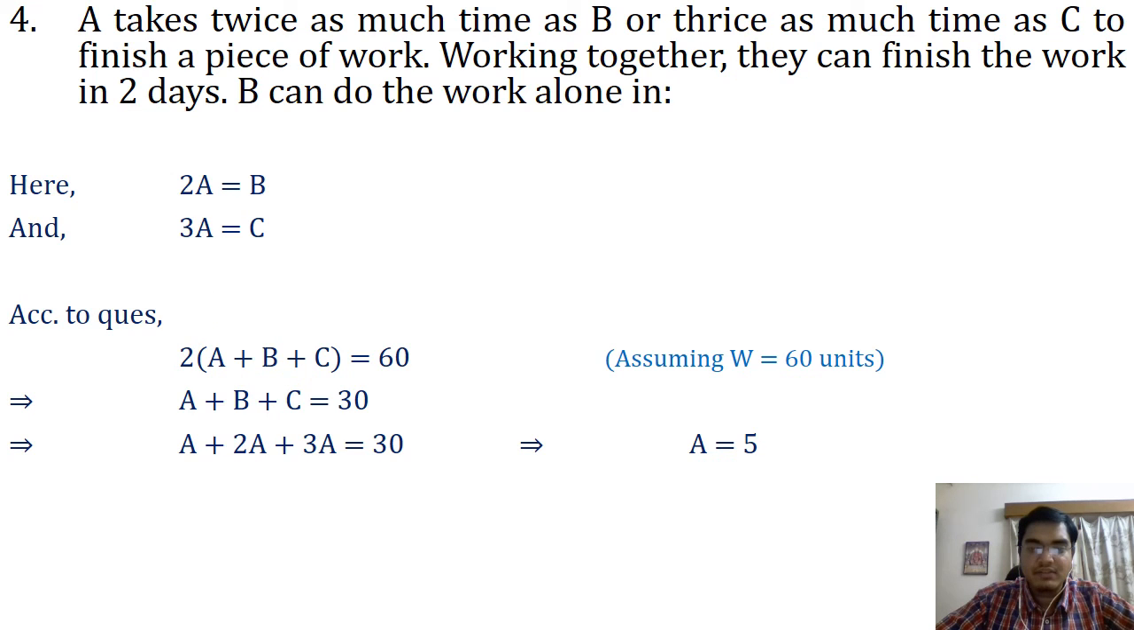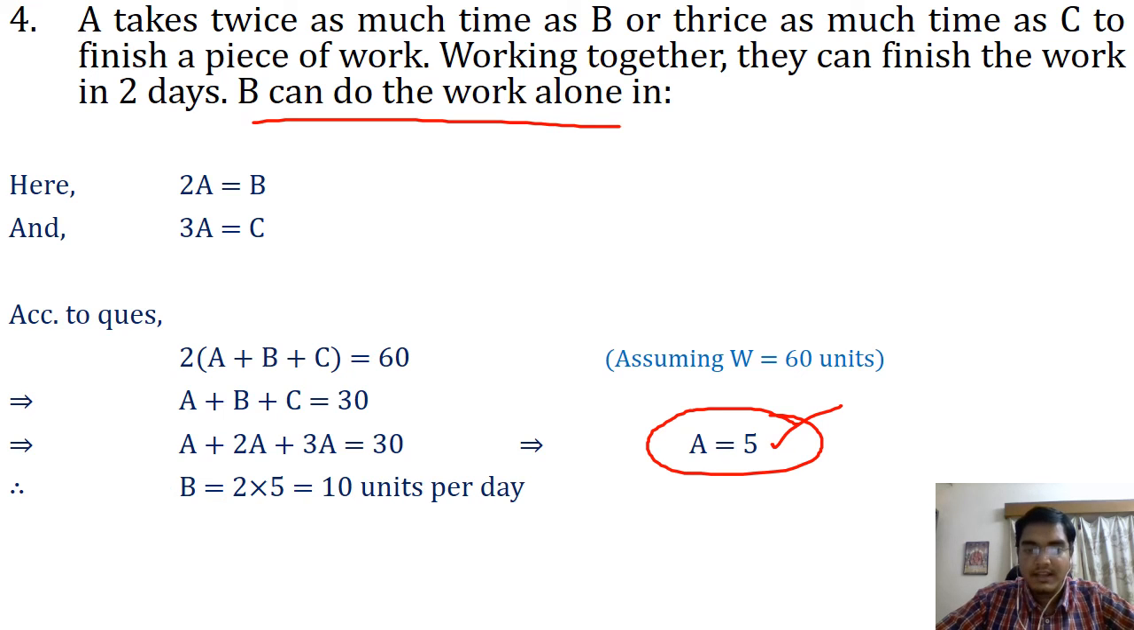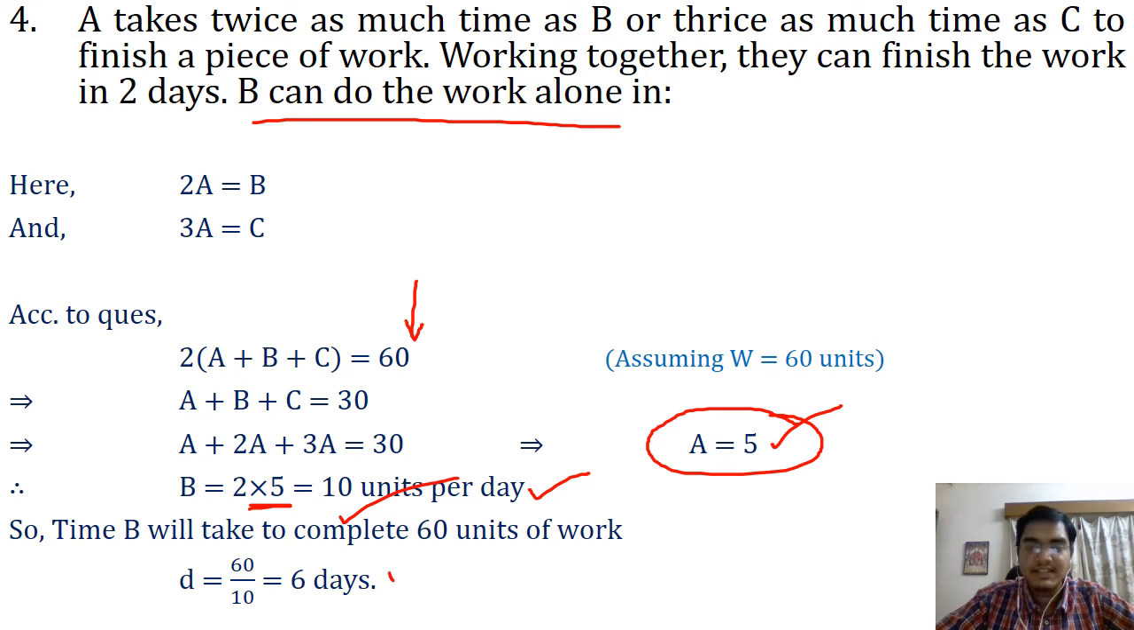Now if A equals 5, what do we need to find? B can do the work alone in. So we know the efficiency of A, so from here we know the efficiency of B also. Efficiency of B would be twice that of A, that is 10 units per day. Now total work that needs to be done is 60 units with efficiency of 10 units per day. So you can tell me how many days will it take? Obviously 6 days, right? 60 divided by 10.